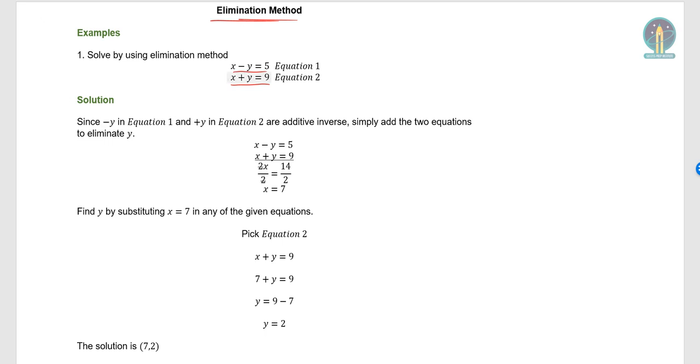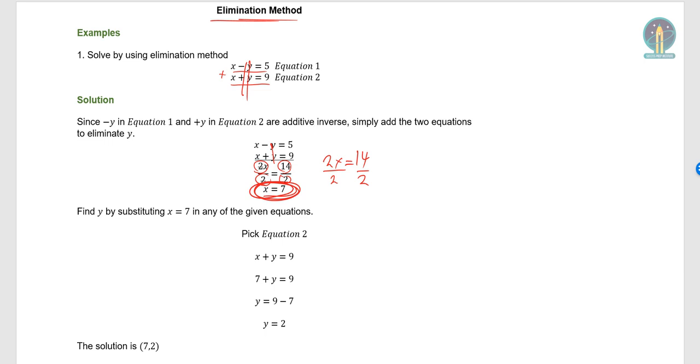So here, since we have x and then minus y and plus y, you can see that if I added both of these equations, the y's would actually go away, right? The y's would be eliminated. They would cancel out. So if we added both equations, x plus x gives me 2x, minus y plus y gives me 0, so y was eliminated. 5 plus 9 gives me 14. So now I have a new equation, 2x equals 14. I can solve for x by dividing each side by 2, to get x equals 7.